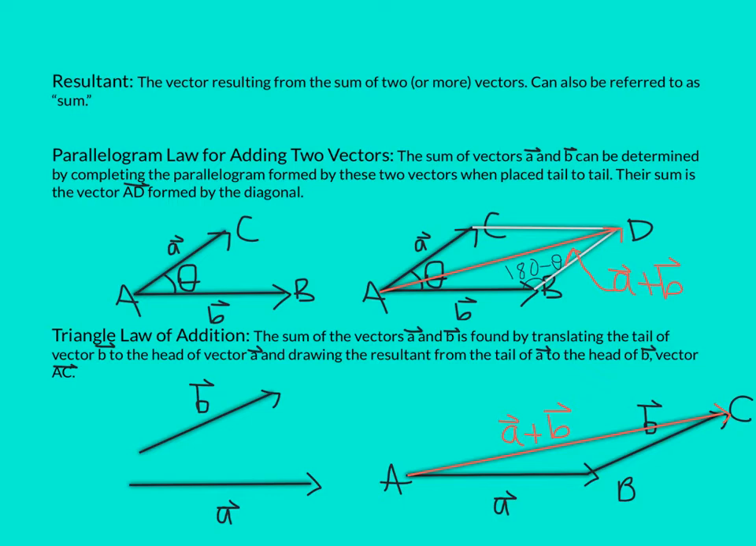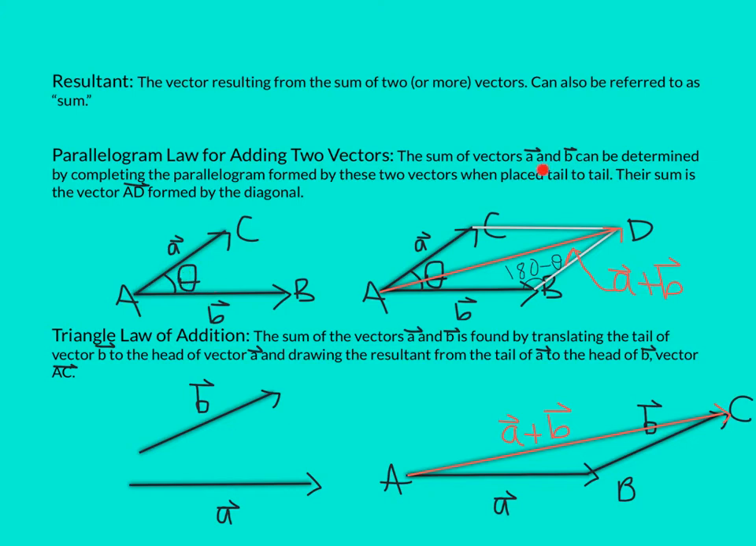We've got two methods which we can use to add vectors. So we first have the parallelogram law for adding two vectors. The sum of two vectors A and B can be determined by completing the parallelogram formed by these two vectors when they're placed tail to tail. So you can see in our diagram here that these two vectors are placed tail to tail. That's where the start of the arrows are. So they form some angle theta in between them.